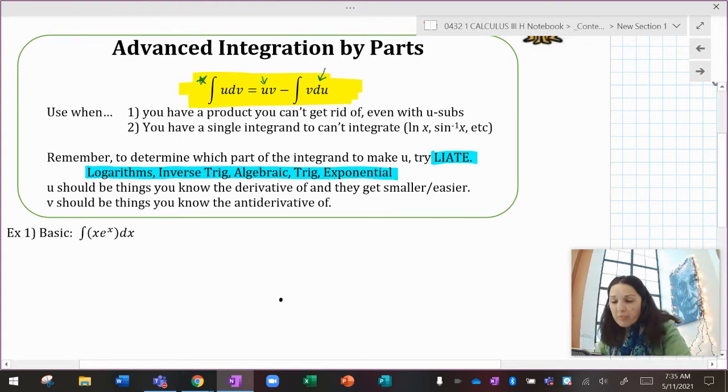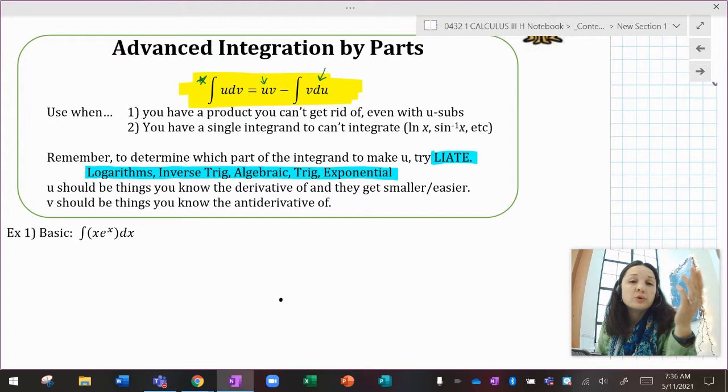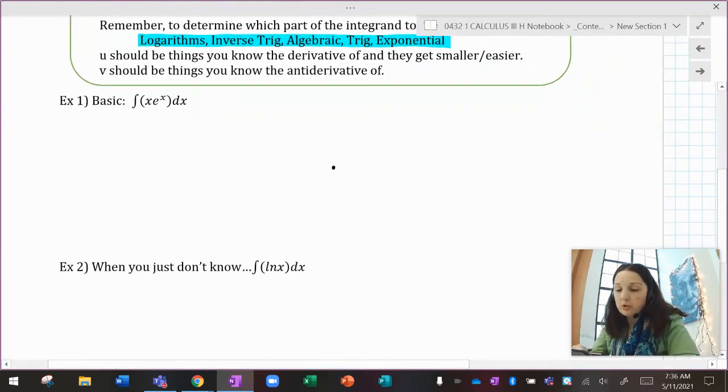So LIATE stands for logarithms, inverse trig, algebraic, trig, and exponential. You look at your expression, you look at your integrand, and see if you have any logs. If you do, that's your u. If you don't have any logs, do you have inverse trig? If yes, that's your u. And you just go down the line to help you pick u. So let me show you what I mean.